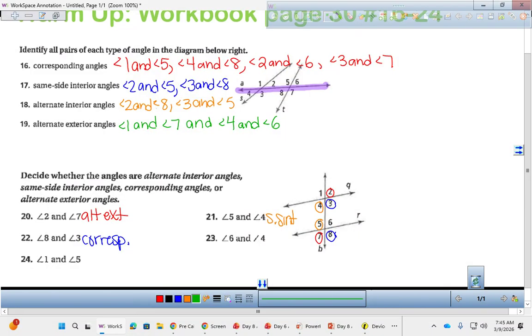6 and 4. These are on different sides of the transversal, right? That's the transversal, the line that's intersecting two lines, and these are on alternate sides. So these are alternate interior angles. And then finally, 1 and 5 is another pair of corresponding angles.